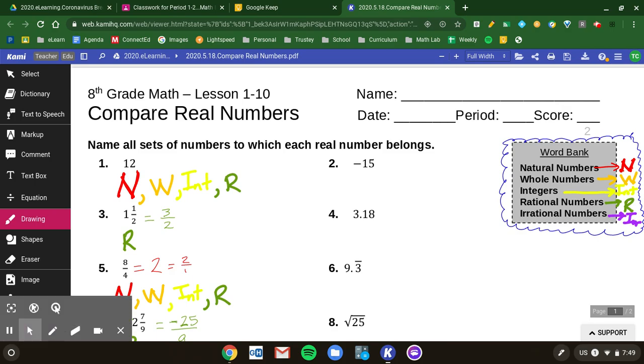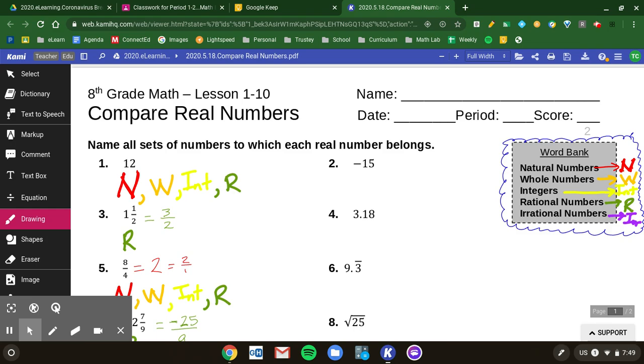And so we take a look at number 1. Number 1, I see 12 as in 12. You can definitely count 12 cookies, $12, 12 whatever, 12 pebbles. So it's going to be a natural number. It's going to be a whole number. It's going to be an integer that has no parts. It's also going to be rational. After all, you could write any integer as a rational number if I just wrote 12 over 1. So for number 1, it's going to be natural, whole, integer, and rational.